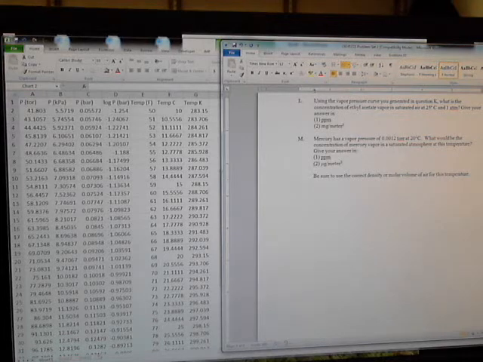This one asks us to use the vapor pressure curve that we generated in that long explanation where I showed you how to build it in Excel. So generating question K to tell us what's the concentration of ethyl acetate vapor if it's saturated in air at 25 C in 1 atmosphere. So we're going to first get it in ppm and then we'll get it in milligrams per cubic meter.